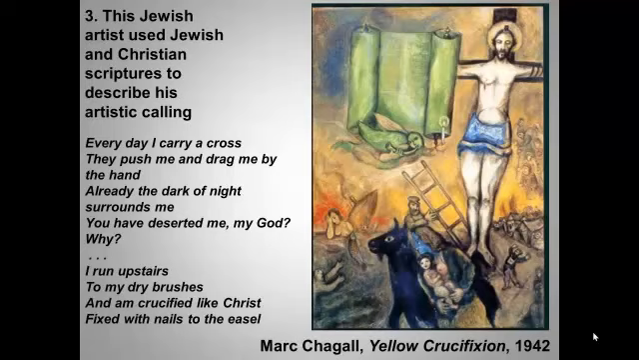He painted this work in exile when the Guggenheims arranged for his escape to America. Now, it's certainly easy to understand how in 1942, in the midst of World War II, with millions of Jews being herded into concentration camps, that Chagall struggled to find enough meaning in life to paint, which you see here as a poem that he wrote to express his despair. "I run upstairs to my dry brushes and am crucified like Christ, fixed with nails to the easel."